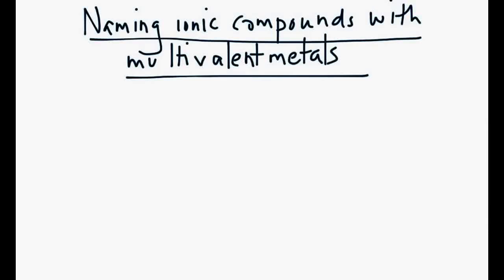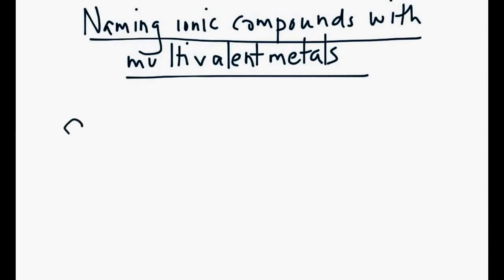Okay, the rules for naming ionic compounds containing multivalent metals. A multivalent metal is a metal that can have more than one positive charge. In the name for the compound, Roman numerals in brackets follow the metal to indicate the charge on the metal. If you have a formula, though, first you have to figure out what the charge on the metal ion is. We can use the reverse crisscross rule or the zero-sum rule to figure it out.